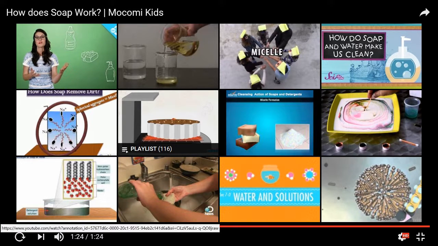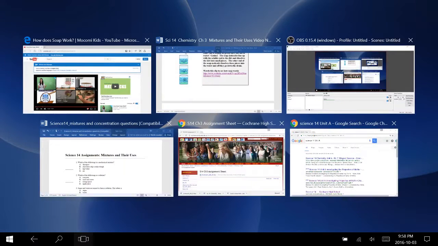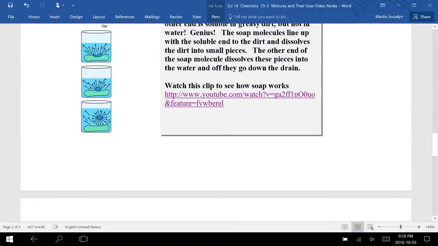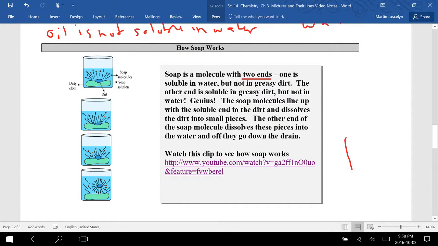Okay, so hopefully that made sense. So that shows us that soap has a water liking and a water not liking part to it. So a hydrophobic and a hydrophilic end is what it's called.